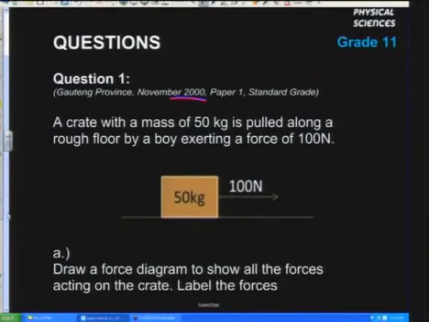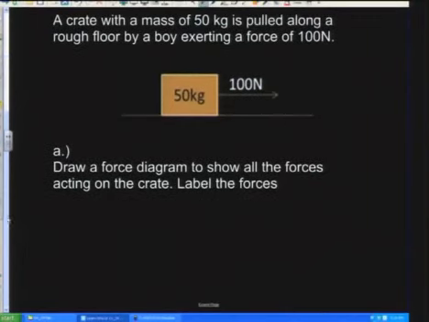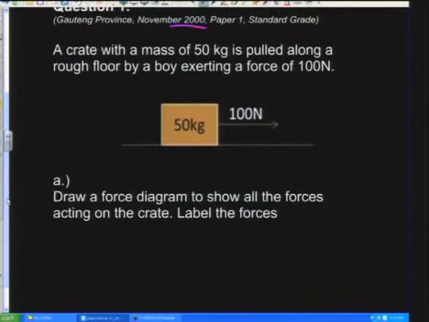So here's this one. It's not a terribly difficult one, but we need to take note of it. It says a crate with a mass of 50 kilograms is pulled along a rough floor. So bear in mind, we must be thinking rough floor means that there's probably a force of friction, by a boy exerting a force of 100 newtons. So there we've got a picture, and if they haven't given you a picture, you need to draw it. 50 kilograms, 100 newton force.